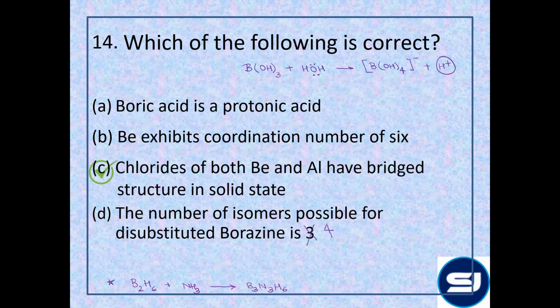लेकिन बेंजीन में वही di-substituted isomers 3 ही आ सकते हैं क्योंकि सारे एटम्स सिमिलर हैं. Benzene has 3 isomers, but borazine has 4 isomers because the alternate arrangement has different atoms. Clear? Yes or no? Yes, sir. Hello.